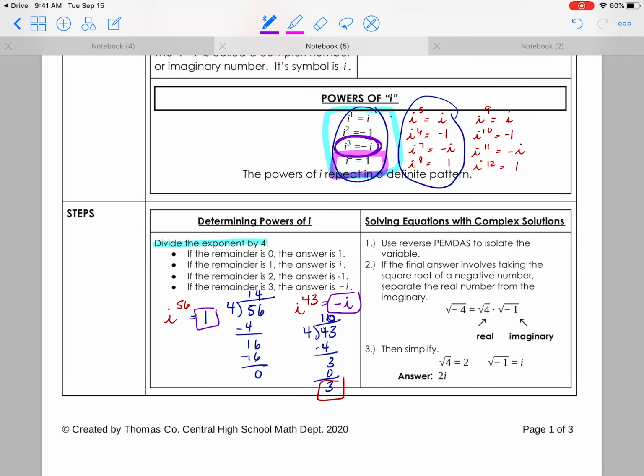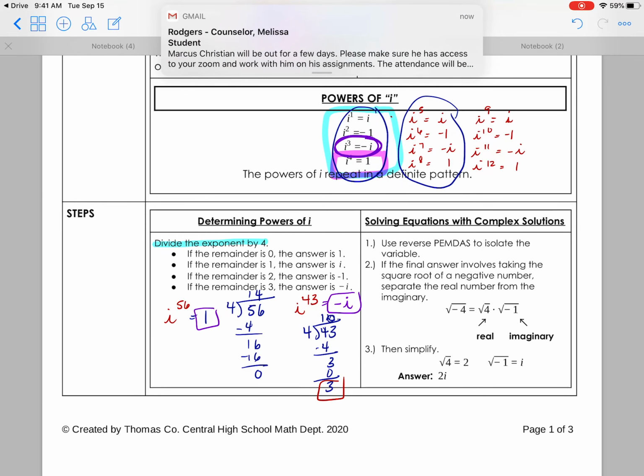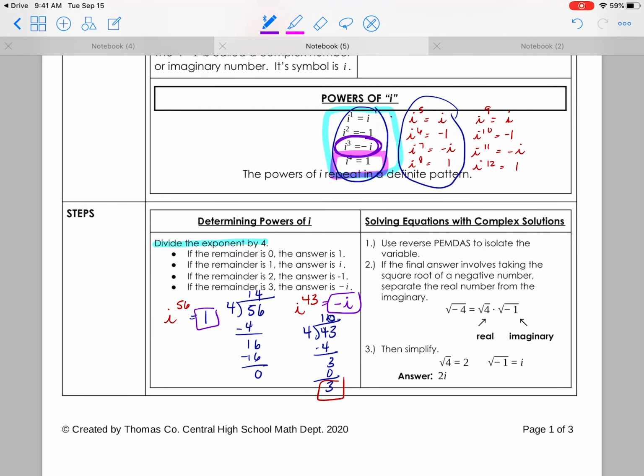Okay, solving equations with complex solutions. To solve an equation, we're going to do the reverse of the order of operations, just the way you would solve any equation. Then once we get down to the answer, we're going to have to take the square root. And if there's an imaginary part, we're going to have to take that imaginary part out, and it comes out as an i. So if I have something like the square root of -4, I'm going to divide that into a real and an imaginary part: the square root of 4 and the square root of -1. The square root of 4 is just 2. And we already talked about up there, the square root of -1 is i.